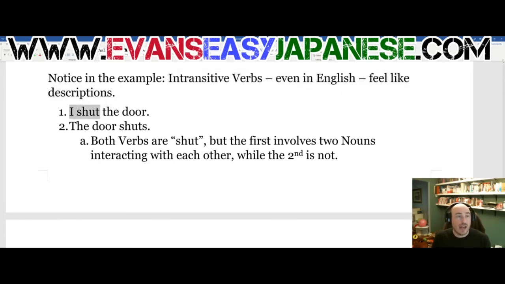So here we go. Number 1, I shut the door. Okay. The door shuts. Both verbs are shut. Notice how they use the exact same verb. I shut the door and the door shuts. But the first one involves two nouns interacting with each other. I and the door. I am affecting the door. The door shuts is almost me just informing you that a door shuts. Hey man, does that door shut? Yes, it does. It shuts. The second one is an intransitive verb. The first one is a transitive verb.